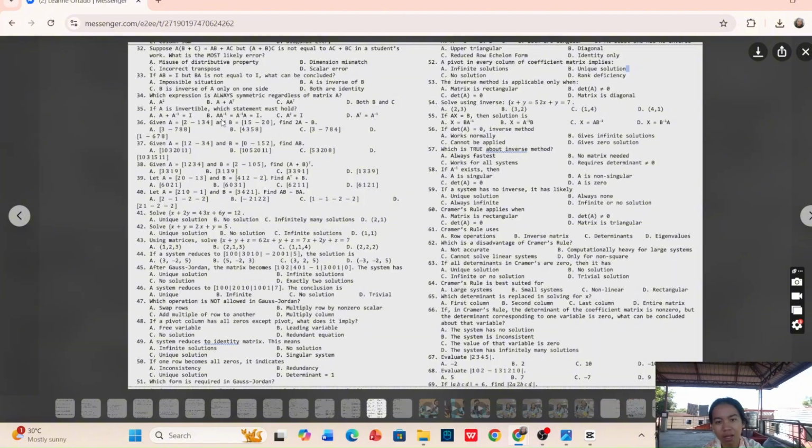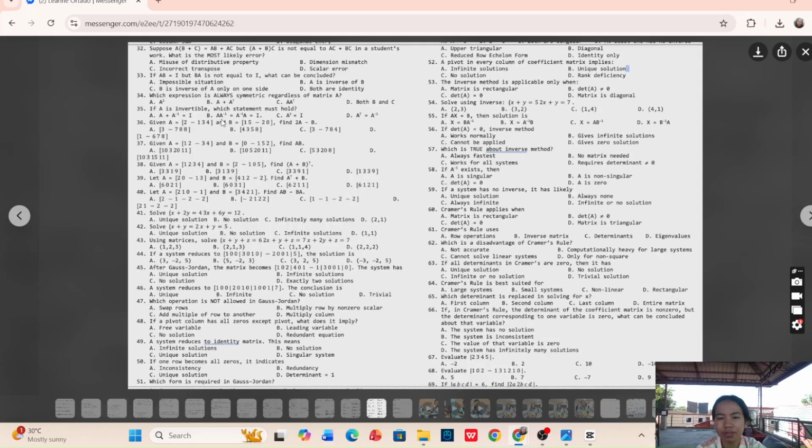52 is letter B. Number 53, the inverse method is applicable only when A. Matrix is rectangular. B. That determinant of A is not equal to 0. Letter C. That determinant of A equals 0. Or letter D. Matrix is diagonal. The correct answer for number 53 is letter B. It is because the inverse method requires a non-zero determinant.